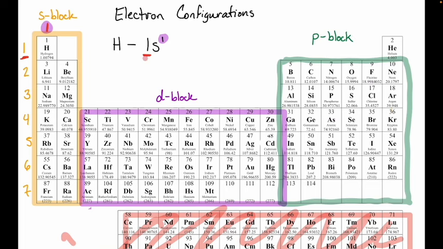All right? So, the principal quantum number corresponds to the row. What row it lives in? And the superscript, the number of electrons in that orbital, corresponds to the column number. It's in that first column of the S block.